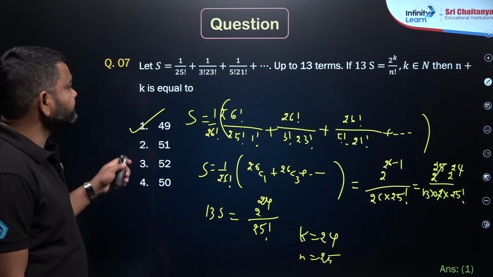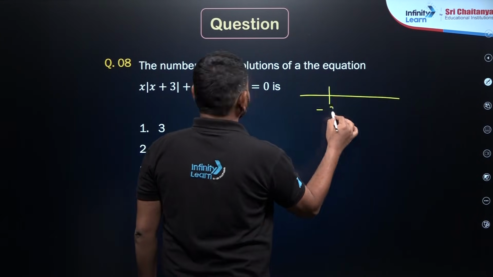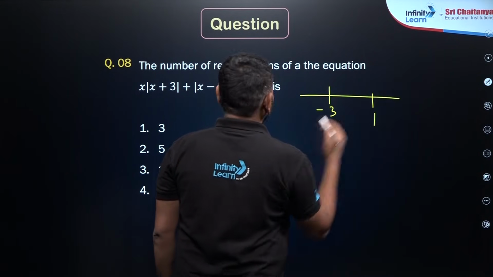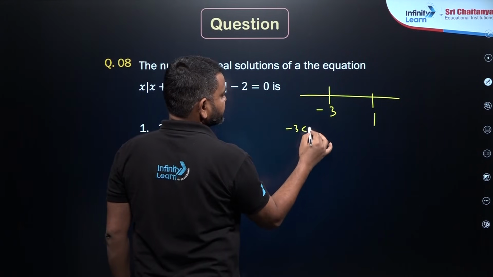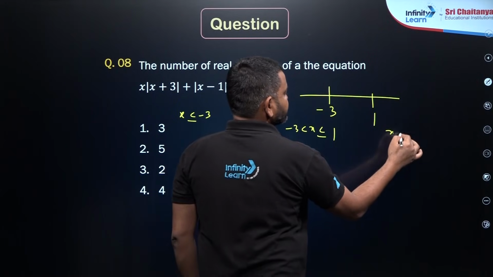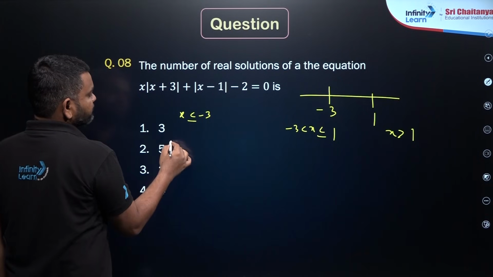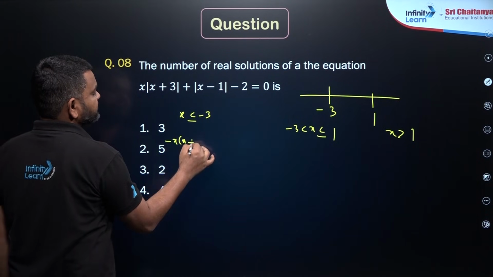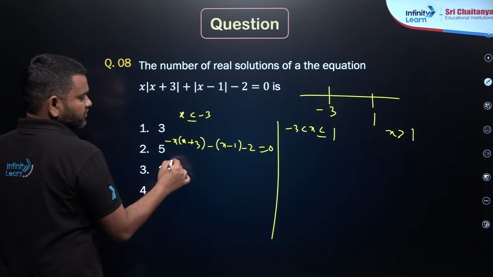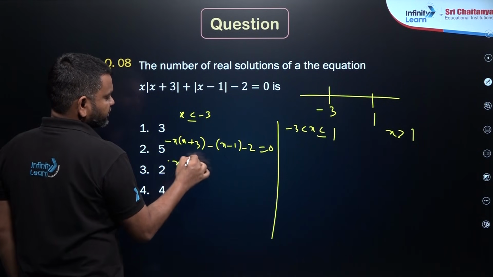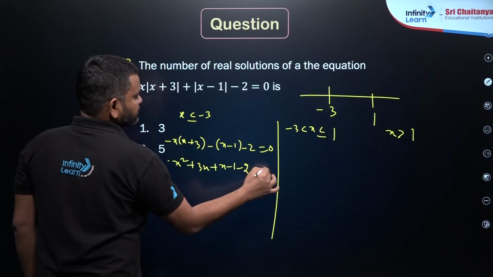Alright, next. See, here you have 3 values, minus 3 is there and 1. So one area you are going to solve for x less than or equal to minus 3, another area minus 3 less than x less than or equal to 1, and x greater than 1. So x less than or equal to minus 3 means all the values are negative. So first one is going to be minus x times of x plus 3. Next it is going to be minus of x minus 1 minus 2 equals 0. So minus minus minus, simply I am going to write x square plus 3x plus x minus 1 plus 2 equals 0.